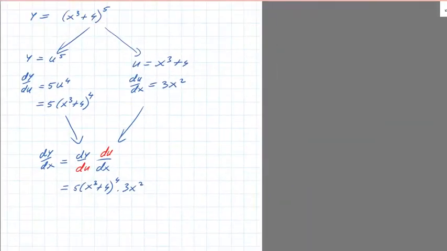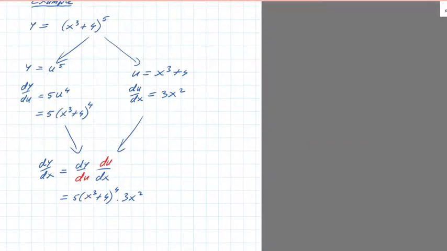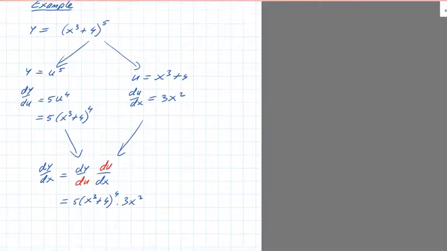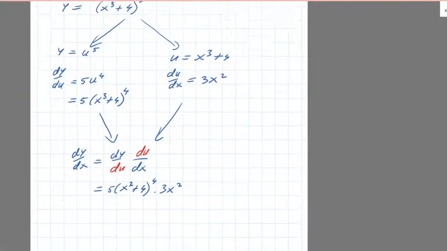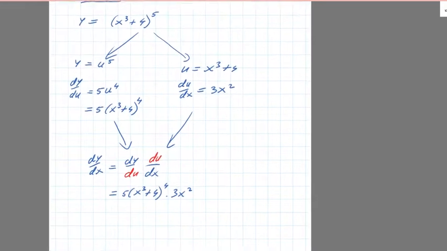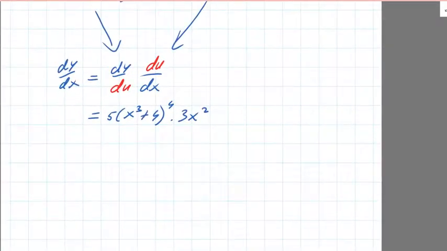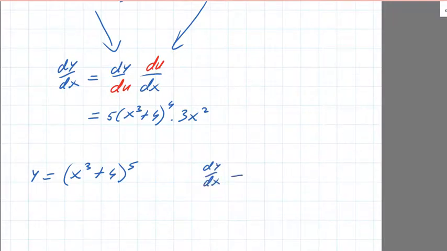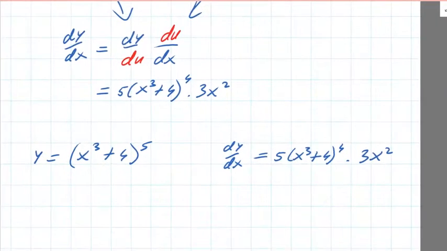So that's the answer. Now, what I want to do at this stage is show you a pattern that turns up, to avoid doing all those steps every time. So if we go back to the original question, y equals x cubed plus 4 to the power of 5, well, the answer was dy/dx equals 5 into x cubed plus 4 to the power of 4, by 3x squared. Now, you might notice something here. We'll call this a summary.